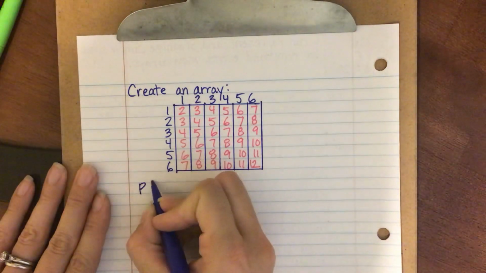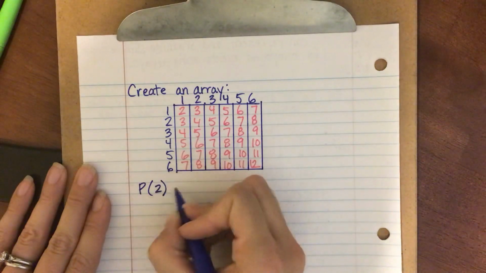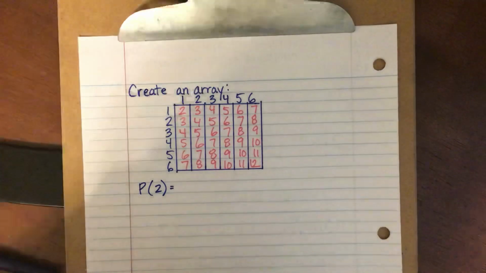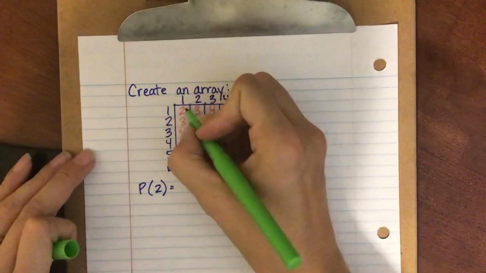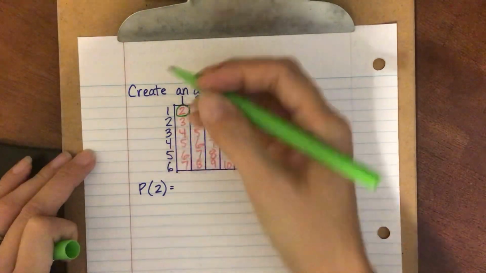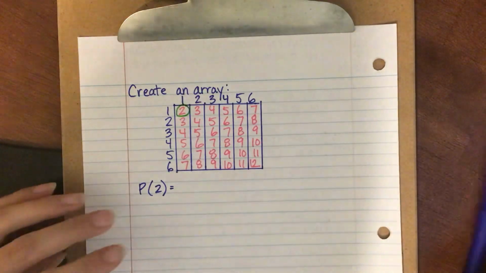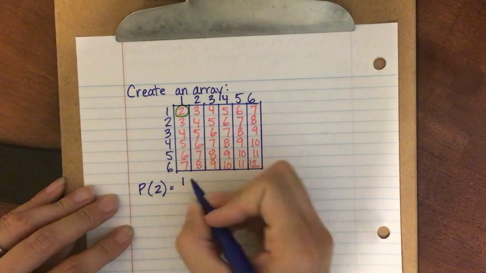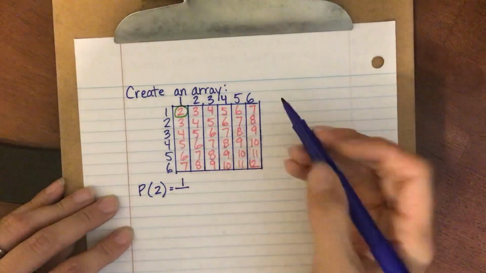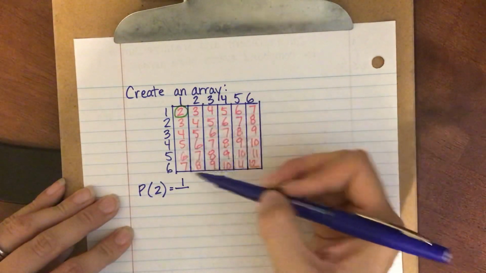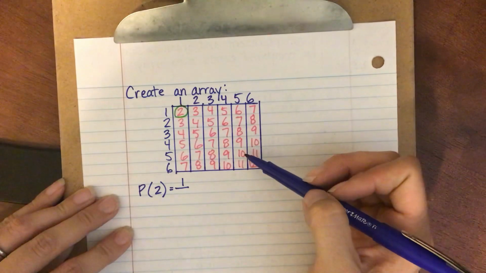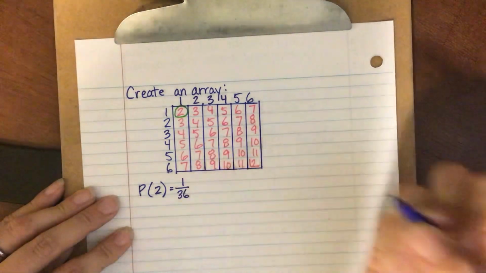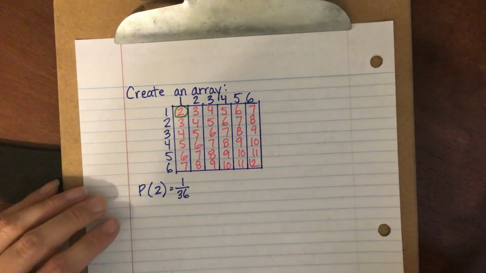So what is the probability of getting a sum of 2? Well, if you look at this, getting a sum of 2 only occurs one time, and it's right there. So that means there's only one outcome that gives you a sum of 2 out of 36 outcomes altogether here. So the probability is going to be 1 over 36.